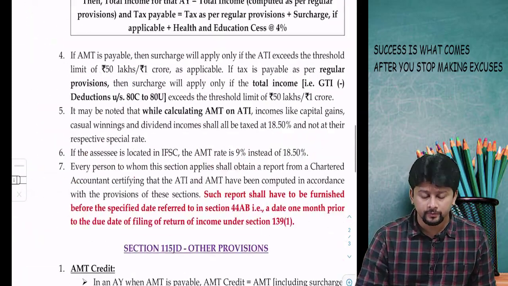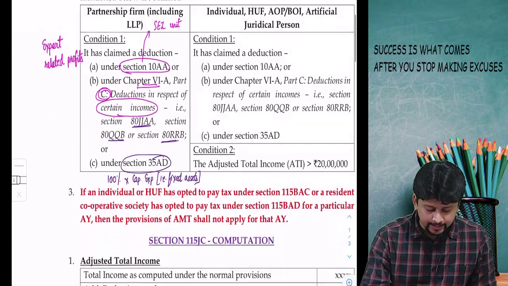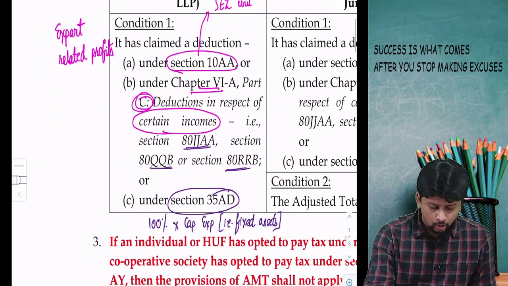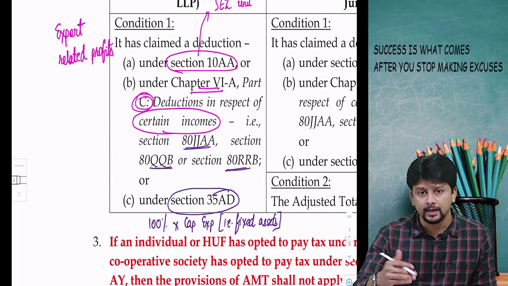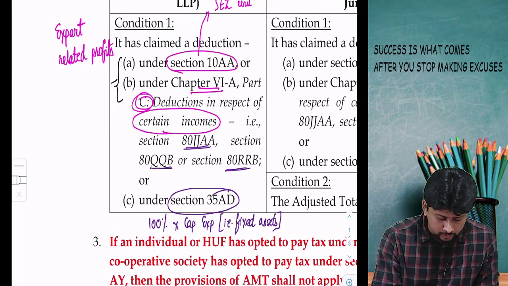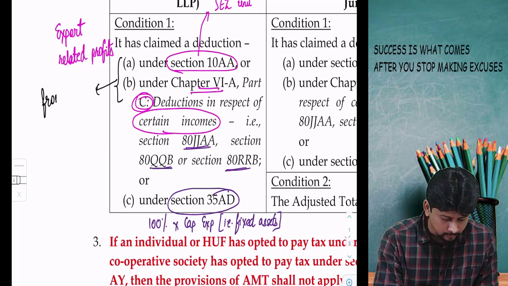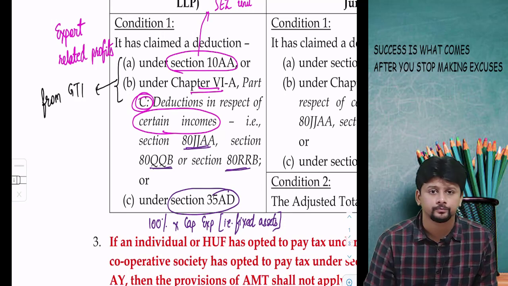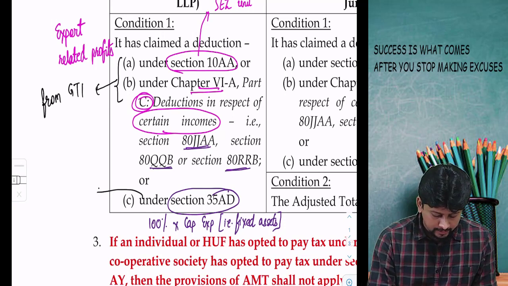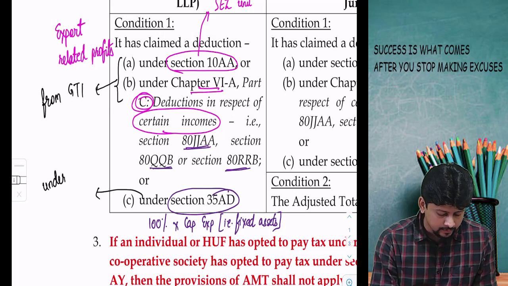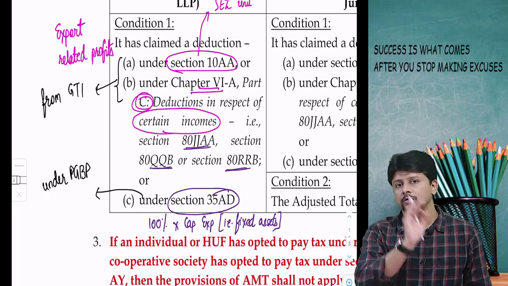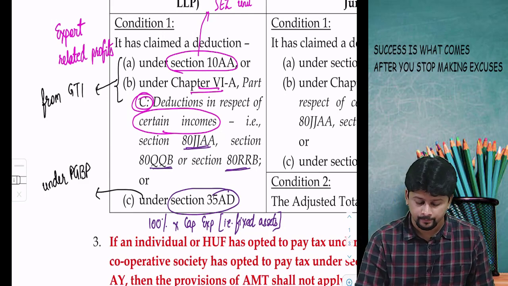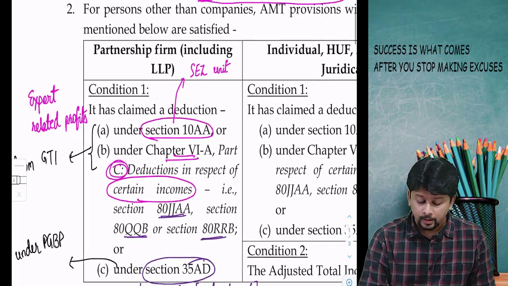You are a partnership firm which has claimed a deduction under section 10AA, or under Chapter 6A Part C deductions 80QQB, 80RRB, 80JJAA. So these two deductions are claimed from the gross total income. Or you have claimed a deduction under section 35AD under the head PGBP. Then this is the condition. If it gets satisfied, then the concept of AMT applies. This is for partnership firm.